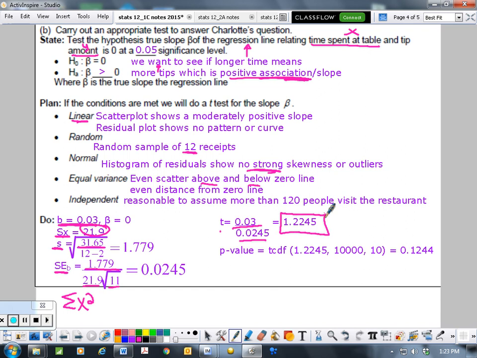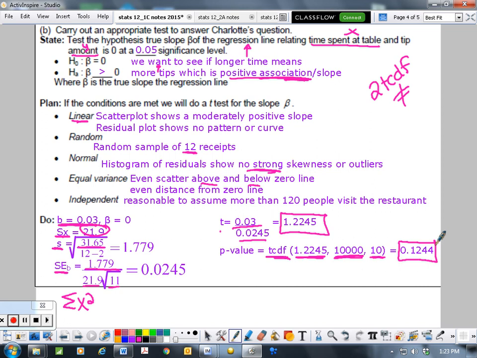1.2245. So to calculate our p-value, it's a t-CDF, not a 2-t-CDF. So remember, we do a 2-t-CDF if it's a two-sided test, but this is a one-sided. So then our lower bound is going to be our value. Our upper bound is something really big, and our degrees of freedom is 10. Why 10? Because in here, our degrees of freedom is our sample size minus 2. So 12 minus 2 gives me that, which gives me the 0.1244.